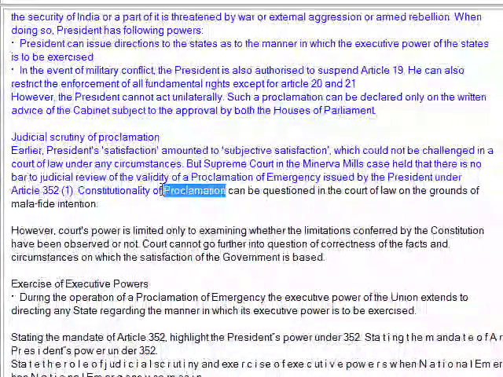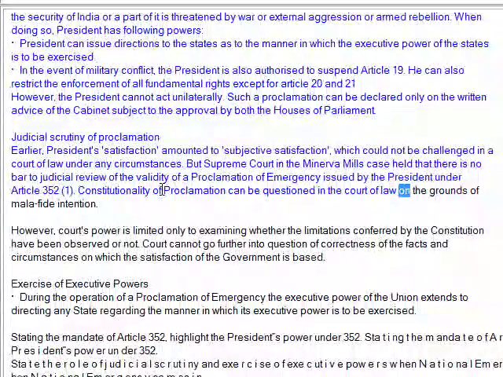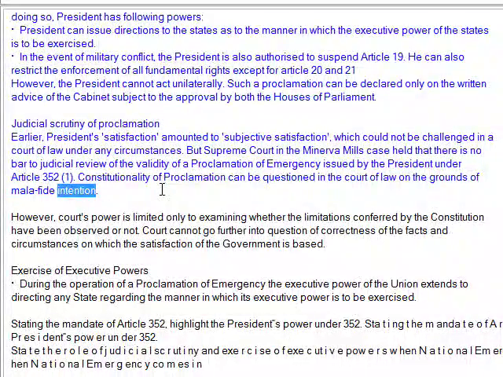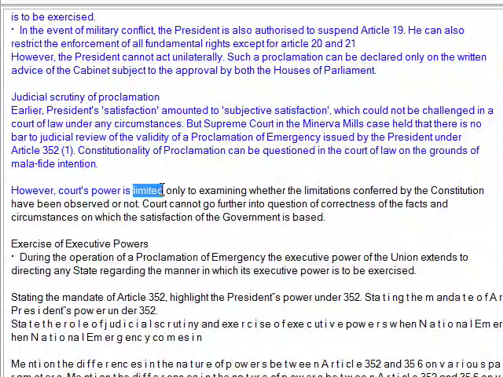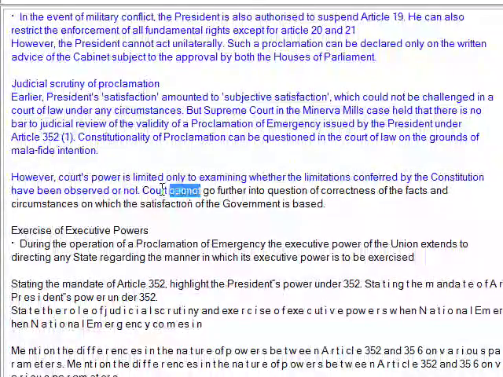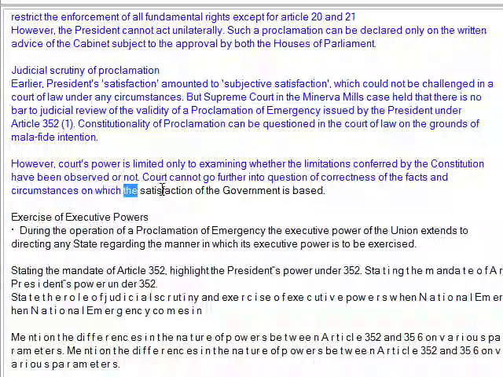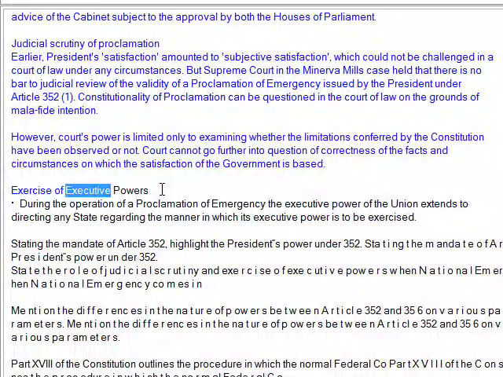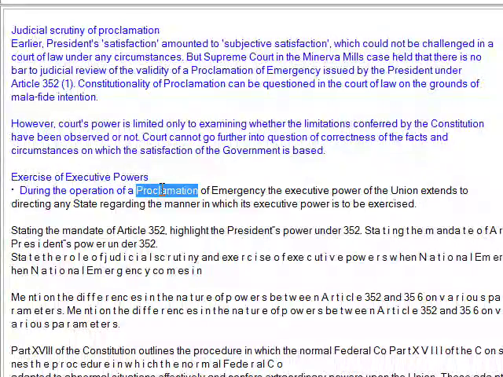The constitutionality of the proclamation can be questioned in a court of law on the grounds of malafide intention. However, the court's power is limited only to examining whether the limitations conferred by the Constitution have been observed or not. The court cannot go further into the question of correctness of the facts and circumstances on which the satisfaction of the government is based. The exercise of executive powers during the operation of a proclamation of emergency.